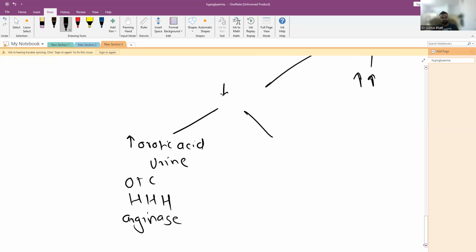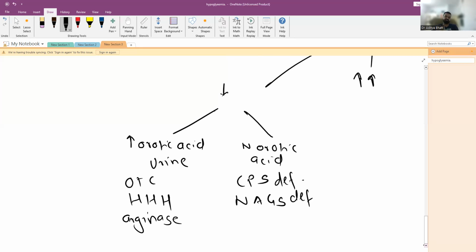In patients with low citrulline and normal orotic acid, it is carbamoyl phosphate synthetase deficiency or NAGS, N-acetylglutamate synthetase deficiency. So either CPS deficiency or NAGS deficiency. CPS is carbamoyl phosphate synthetase deficiency. NAGS is N-acetylglutamate synthetase deficiency. While high citrulline, next investigation you go for is dependent upon the levels of ASA, which would help you seal the diagnosis.